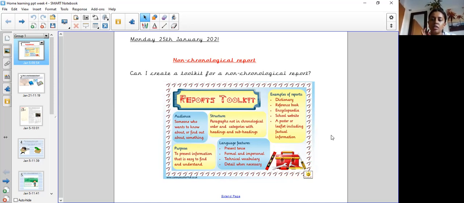We also have a structure. There are paragraphs, not in chronological order, but we do have paragraphs. And we have headings and subheadings, so the audience that are reading it can then go to the parts that they need to find the information. Language features include present tense, formal and impersonal language, technical vocabulary, and detail of what they're writing about when necessary. Examples of reports include a dictionary, reference books, encyclopedias, school websites, a poster or leaflet including factual information.